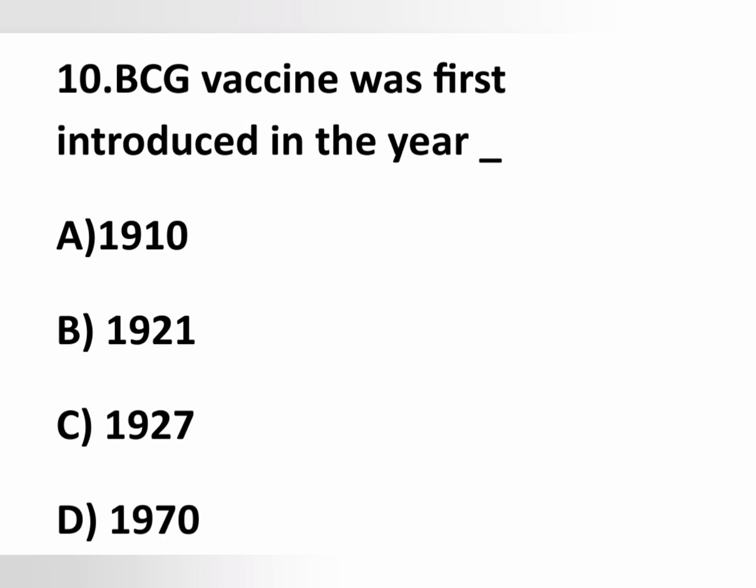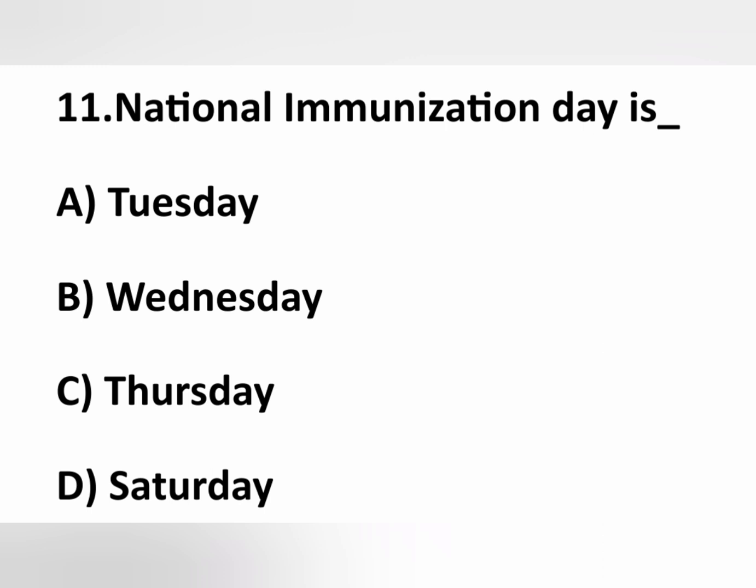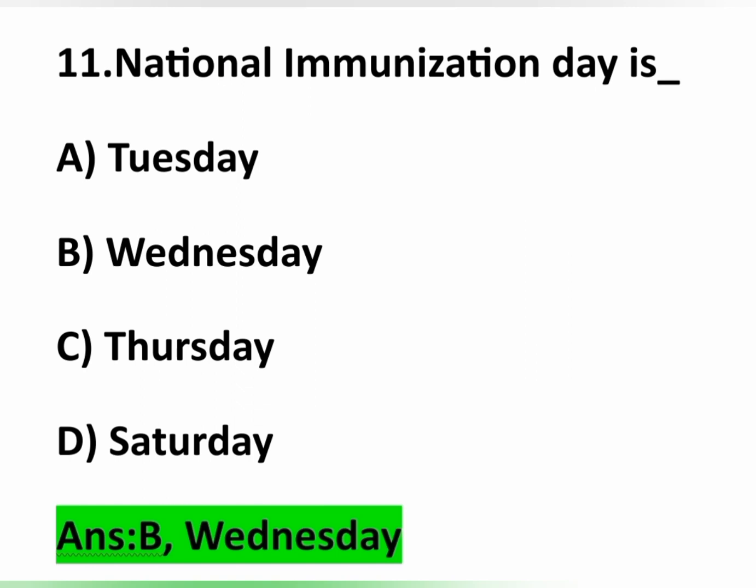Question number 10. BCG vaccine was first introduced in the year. Option A 1910, option B 1921, option C 1927 and option D 1970. BCG vaccine was introduced in 1921. Option B is the correct answer. And the next question, question number 11. National Immunization Day is. Option A Tuesday, option B Wednesday, option C Thursday, option D Saturday. The correct answer is option B, Wednesday is considered as National Immunization Day.